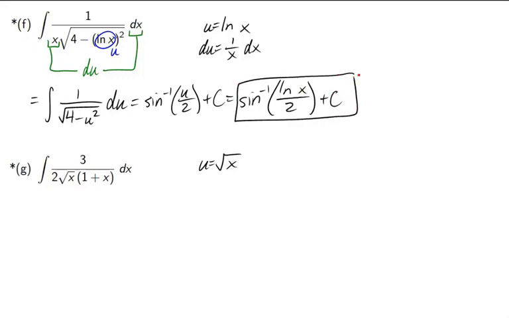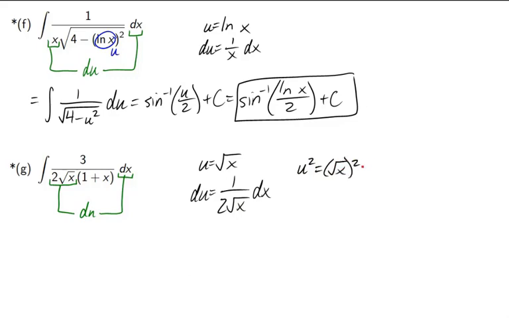And then the next one. Told you guys this one was a little bit weird, but we'll work it out. Du is 1 over 2 square root of x dx. And that's exactly in the problem, so let's use it. The 2 square root of x and the dx are going to become du. And I still have an x floating around here, but remember I said look at u squared in this case. U squared equals the square root of x squared, which is x as far as we're concerned. This part is u squared.